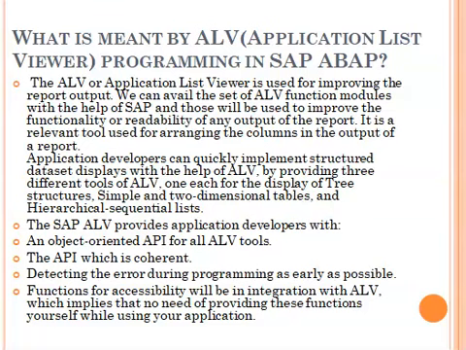The SAP ALV provides application developers with an object-oriented API for all ALV tools. The API is coherent, detecting errors during programming as early as possible. Functions for accessibility will be integrated with ALV, which implies there is no need to provide these functions yourself while using your application.